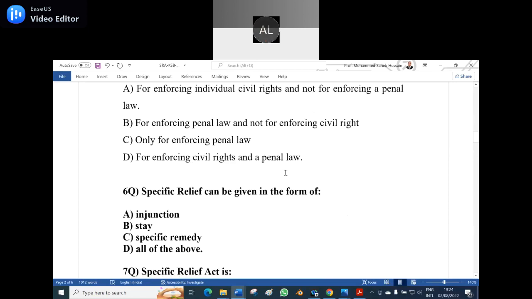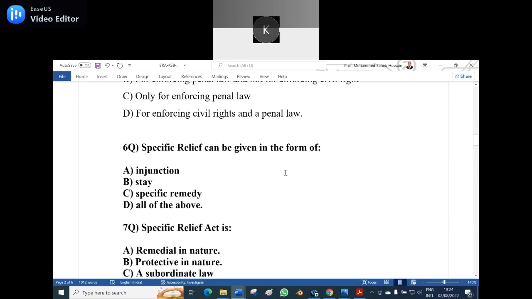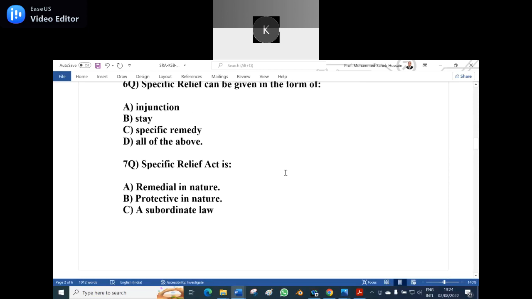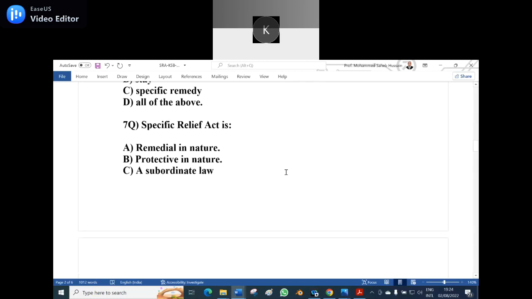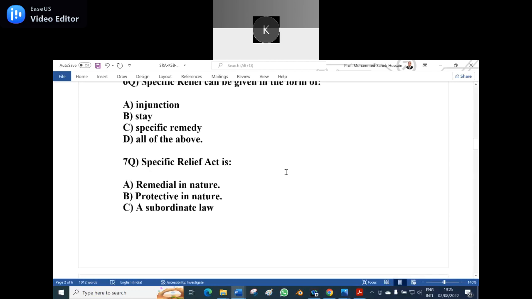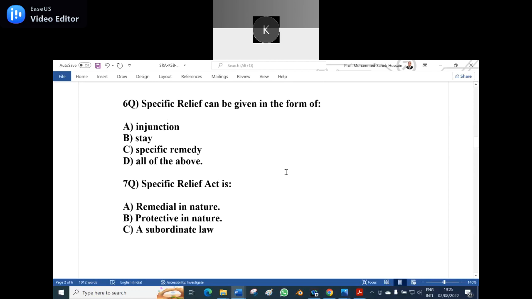Sixth question. Specific relief can be given in the form of: A, injunction; B, stay; C, specific remedy; D, all of the above. Option D, it may be injunction or stay or specific remedy, whatever it is.